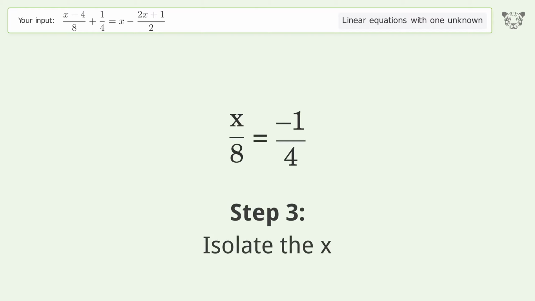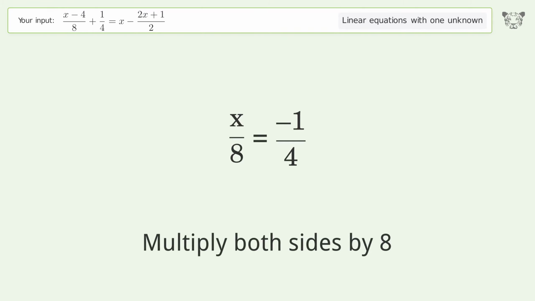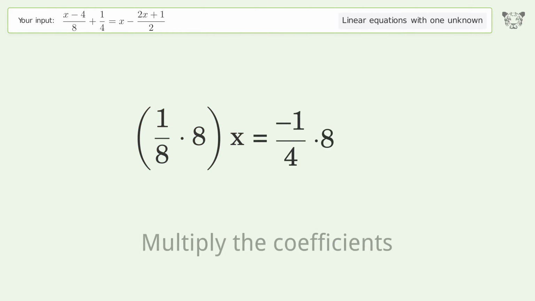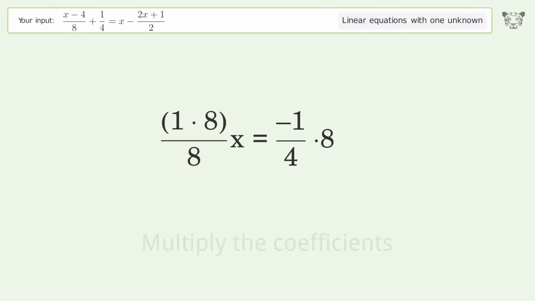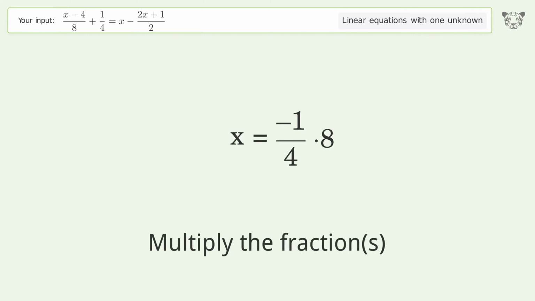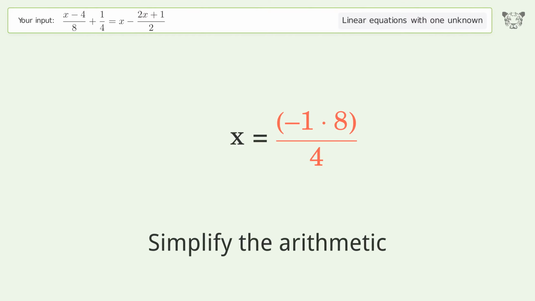Isolate the x. Multiply both sides by 8. Group like terms. Multiply the coefficients. Simplify the fraction. Multiply the fractions. Simplify the arithmetic.